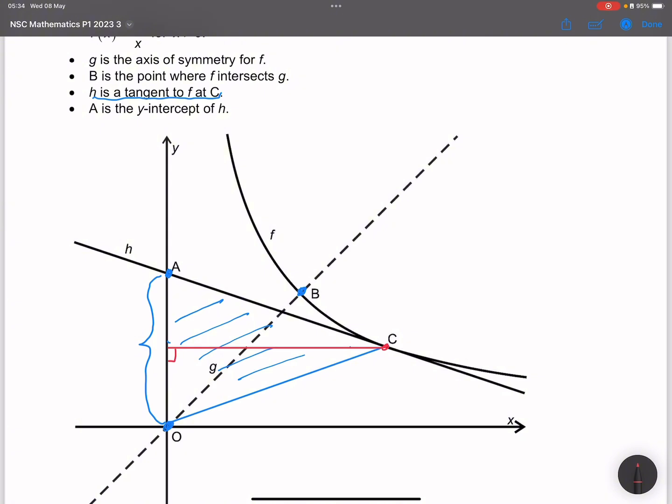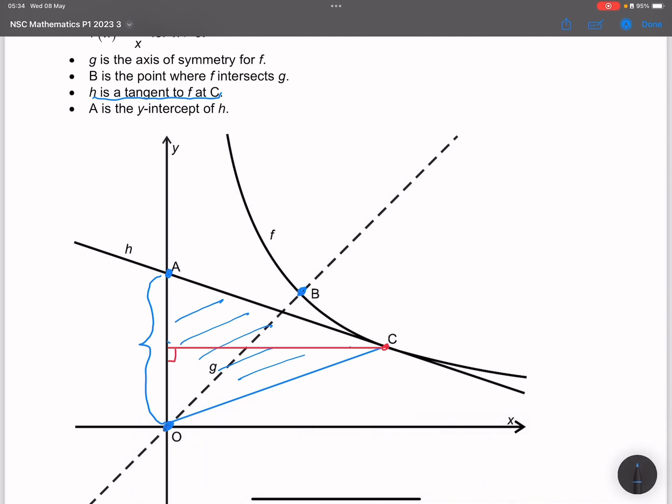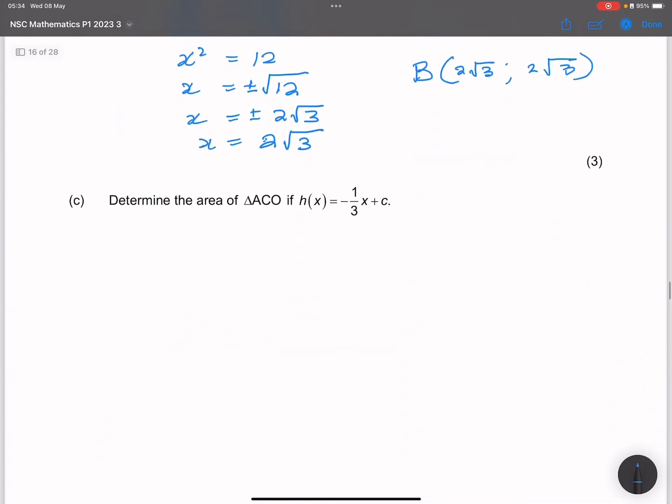So where is the gradient equal to a third, or minus 1 over 3? So I'm going to take the equation of f. Remember f of x, we said this is 12 over x. So now f prime x will be equal to minus 12 over x squared. And we're saying this is equal to negative 1 over 3. So let's try and do our gymnastics there.